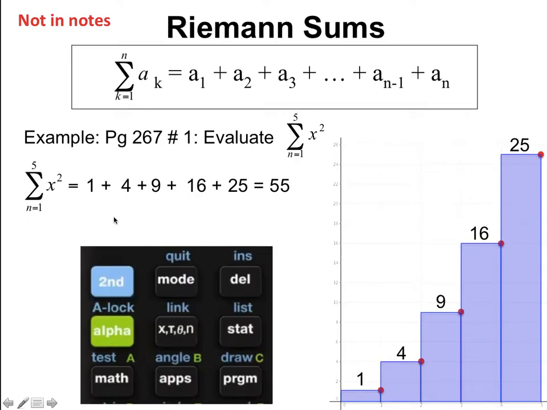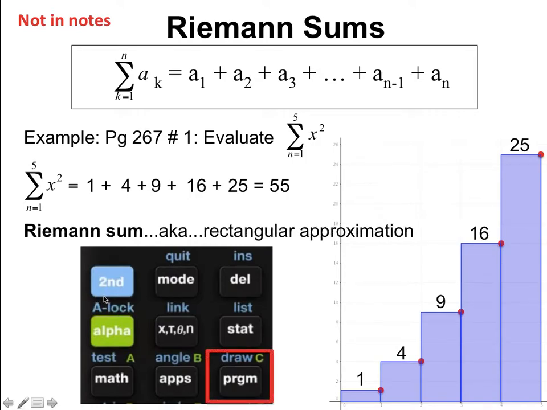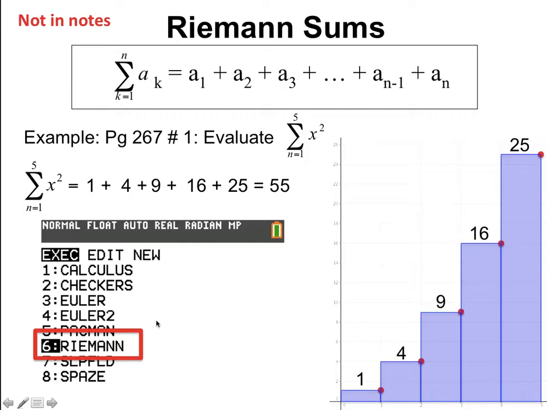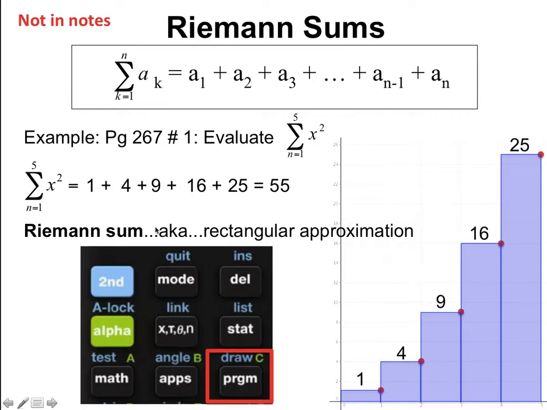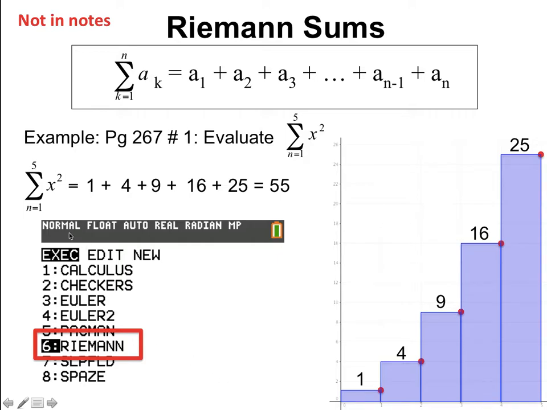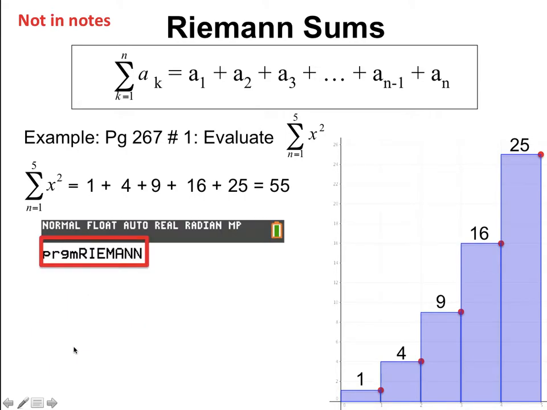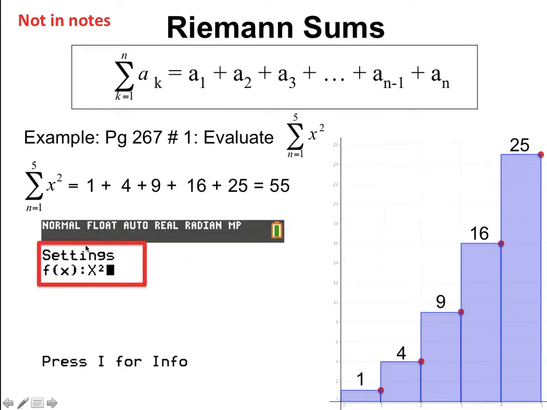So let's do this Riemann sum now on a calculator. So we're going to use that program. And so we're going to hit second and program. Excuse me, we're just going to hit program. We're not going to hit second. My apologies. We're going to use the program button. And when we hit the program button, it'll show us all the programs in the calculator, and we'll find the one that says Riemann, and we'll select that. And then it's ready to run the program. It says program Riemann. So we'll just hit enter, and it's going to ask us for our settings.